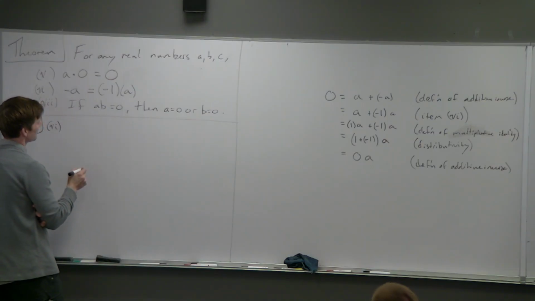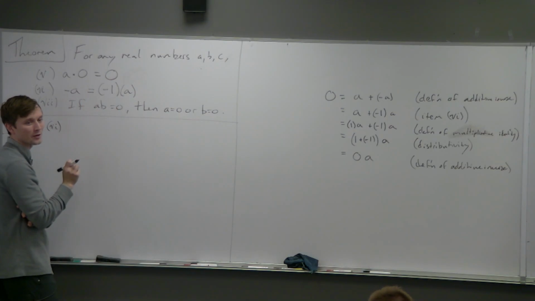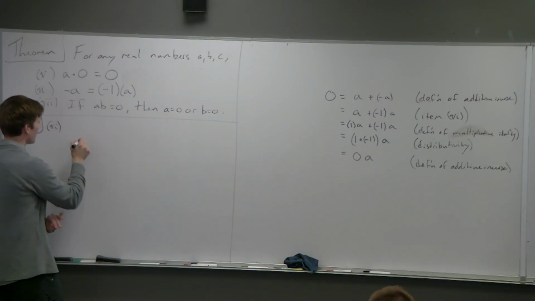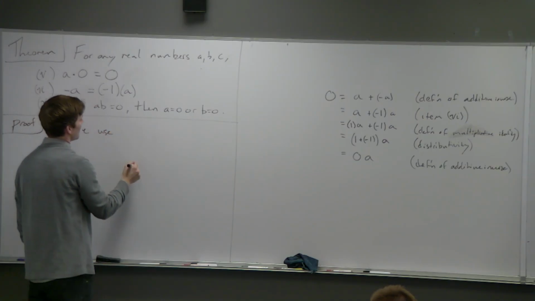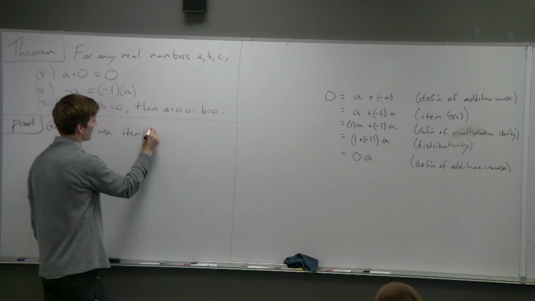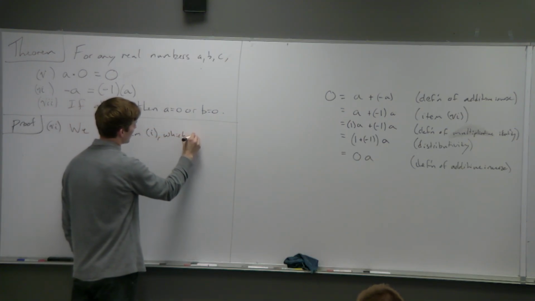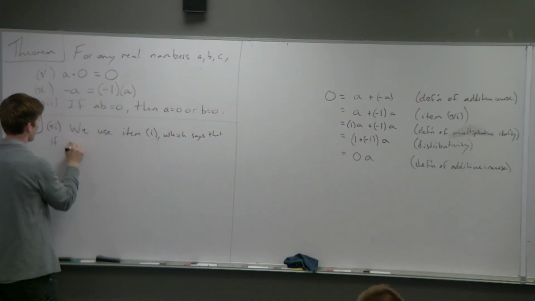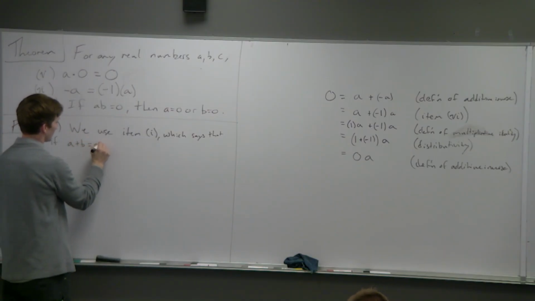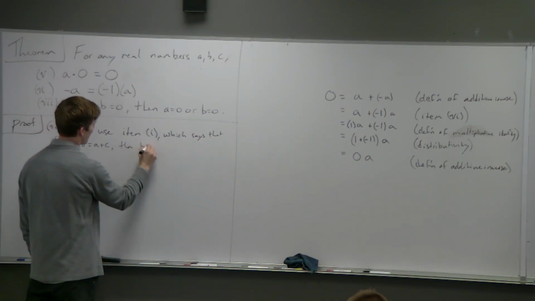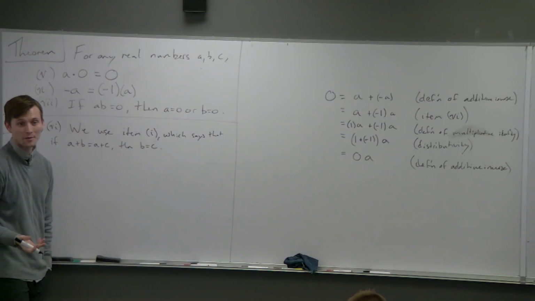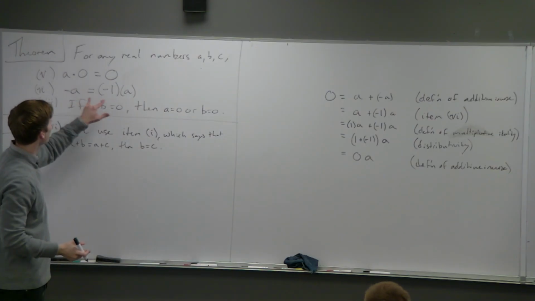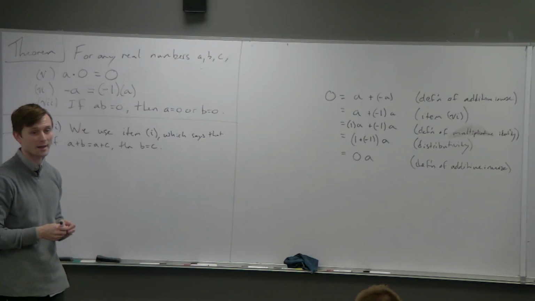Well, we want to show that these two things are equal. Perhaps we use item 1, which says that if A plus B equals A plus C, then B equals C. That would perhaps be a good way to do it. Let's show that if we add either one of these things to A, we get the same thing. That might work. What do you think? Yeah? Let's do it.